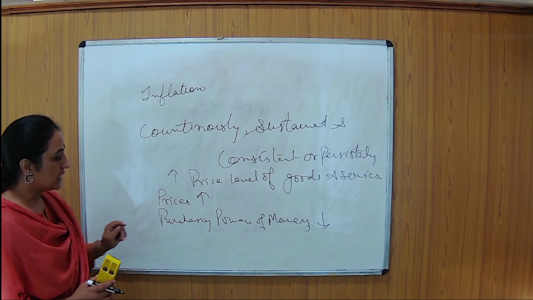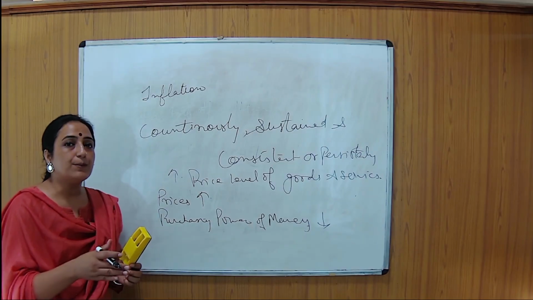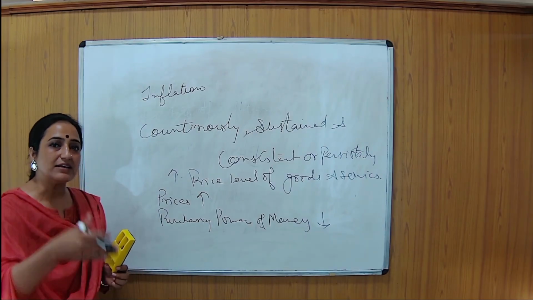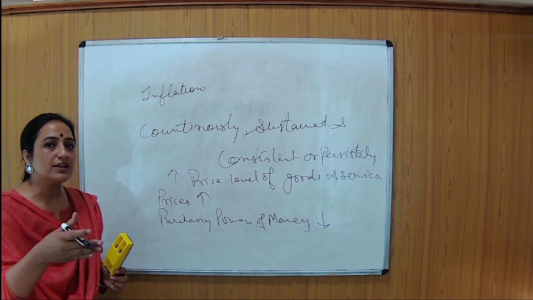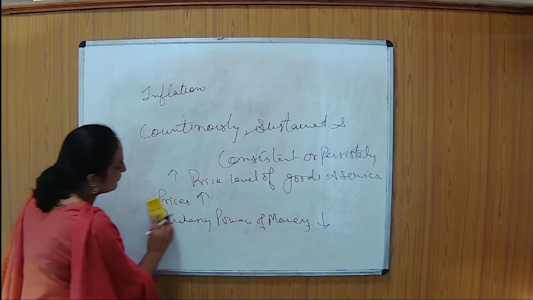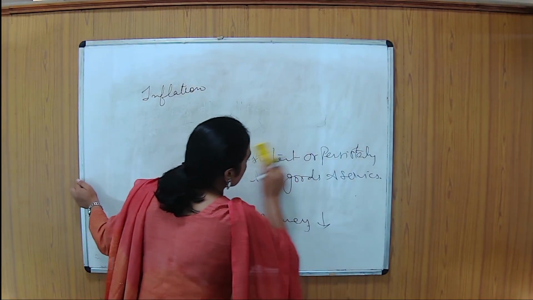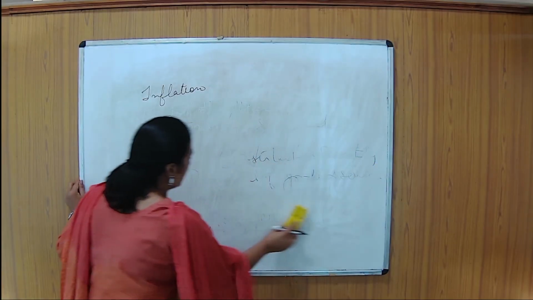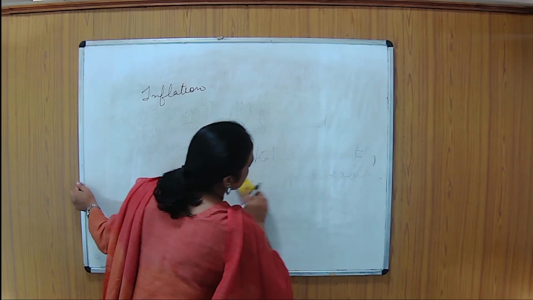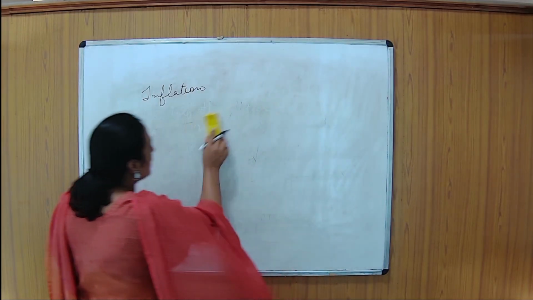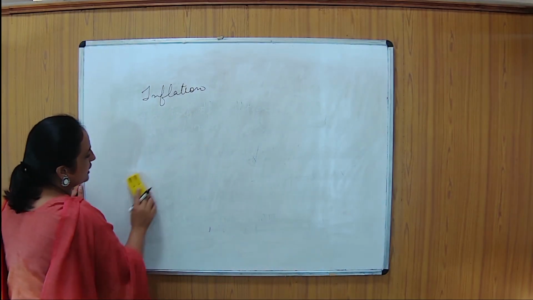Got it? And in that case, what happens? The purchasing power of money will decrease. You can say the value of money will decrease. So here we have two main factors which may cause inflation. These two factors play a very important role in inflation.